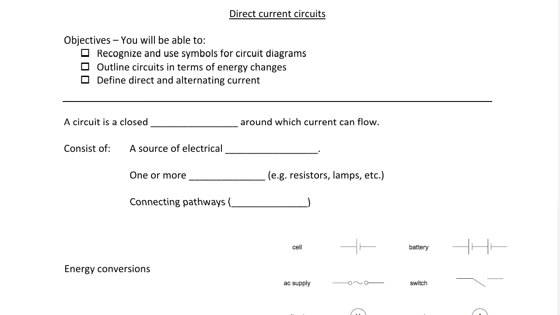In this lesson, we introduce direct current circuits. Here are your objectives. Now first, a circuit is a closed loop around which current can flow. And circuits consist of several components.